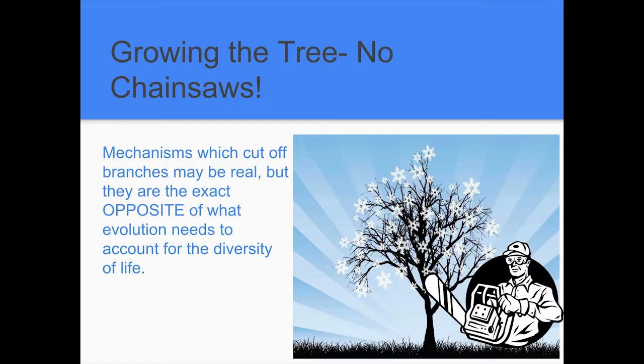Growing the tree means no chainsaws. Mechanisms which cut off the branches may be real, but they are the exact opposite of what the evolutionary story needs to account for the diversity of life. So if there's a mechanism which removes branches, like extinction events, that's not an evolutionary event, it's not an evolutionary mechanism, because evolution has to account for the adding of limbs and branches, not for the removal of limbs and branches. Thus, a mechanism that works as a chainsaw is not evolution.